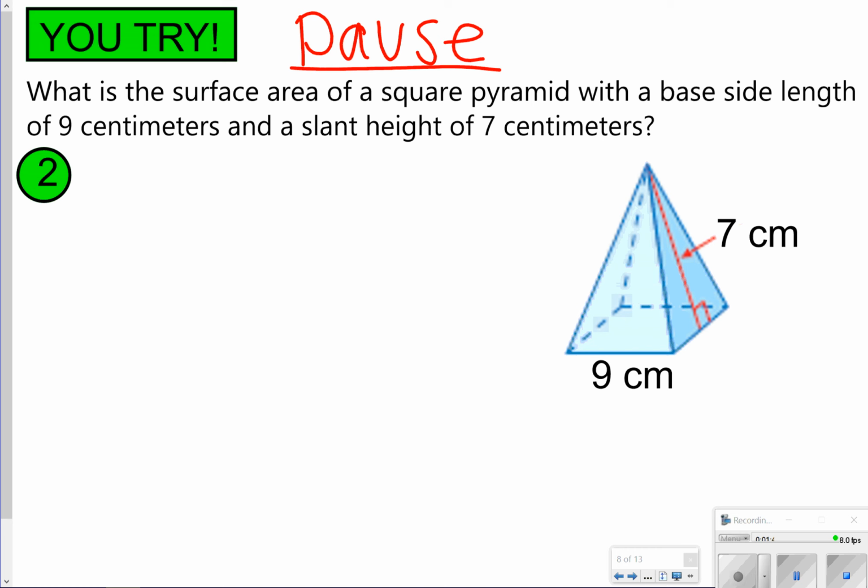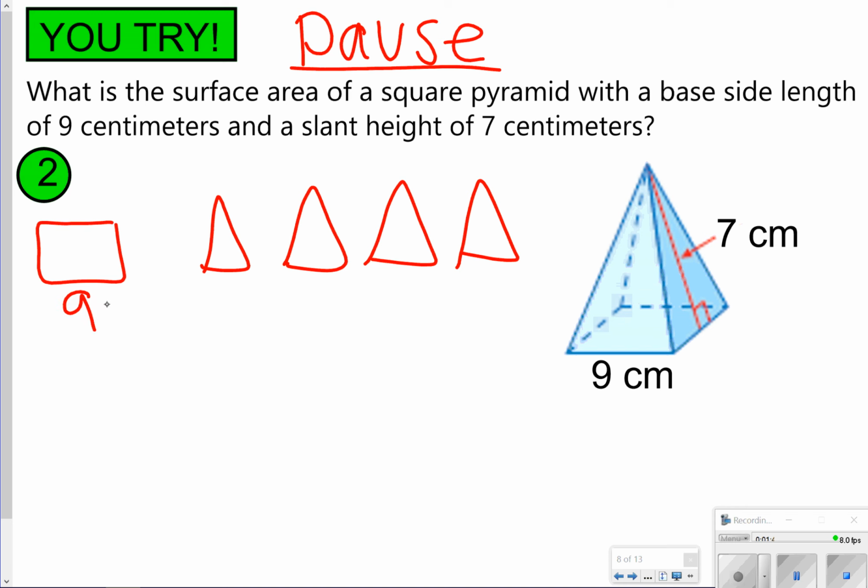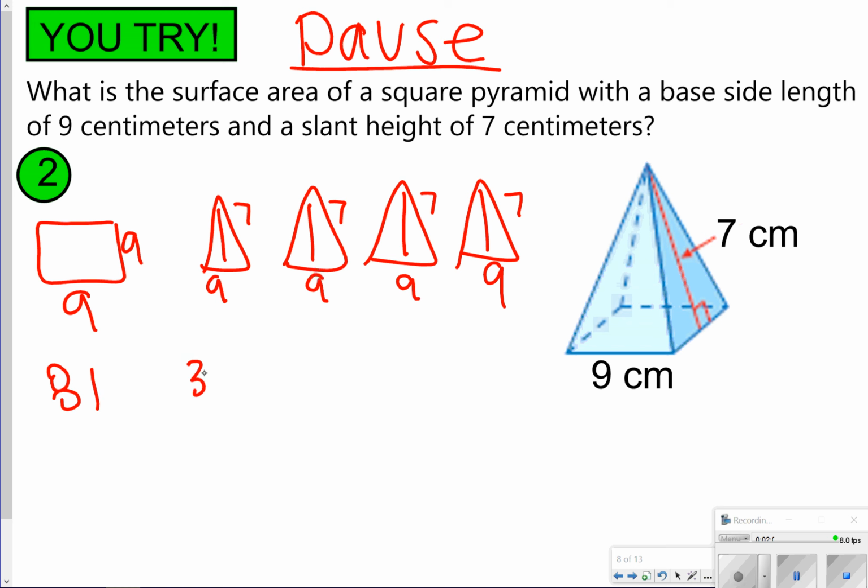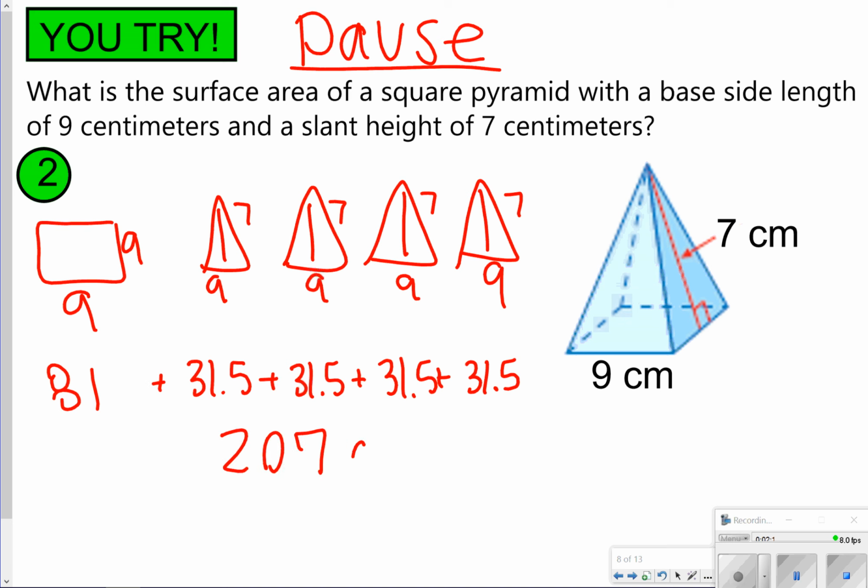Alright, so what I did first here, or what you should have done first here, is drawn all your shapes. So we have a square and 4 triangles. The square is 9 by 9, and the triangles are 9 by 7. 9 by 9 is going to give us 81, and 9 by 7 divided by 2 is going to give us 31.5. So we have 31.5 4 times. You can also do 31.5 times 4 to find your answer as well. Okay? After all of these numbers are added up, you should get 207 centimeters squared. How did you do?